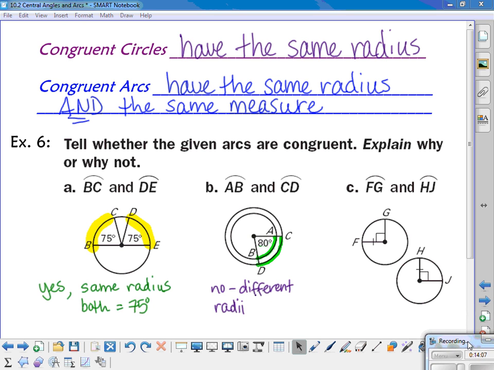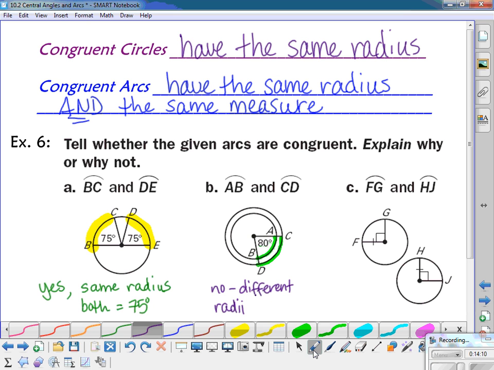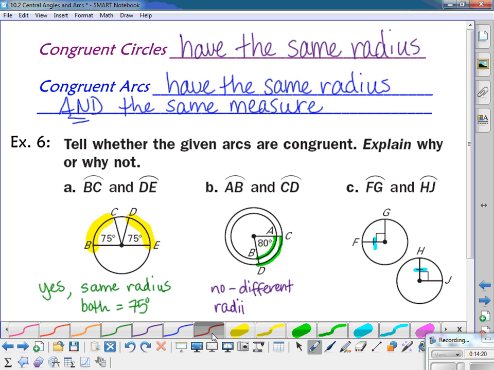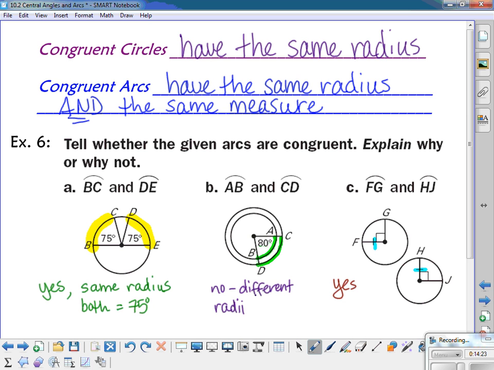And then if I look at the third one here, I can see that they're both right angles and they both have congruent radii. So yes, they are congruent. We have congruent radii and they're both 90 degrees.